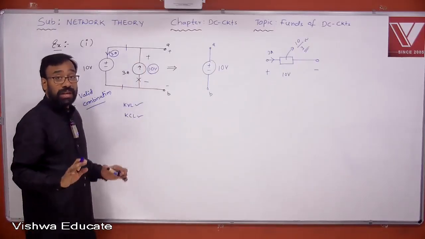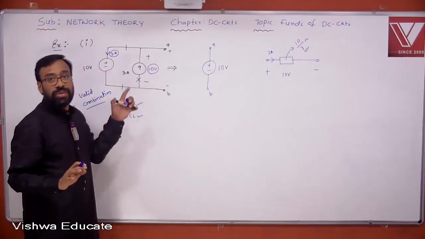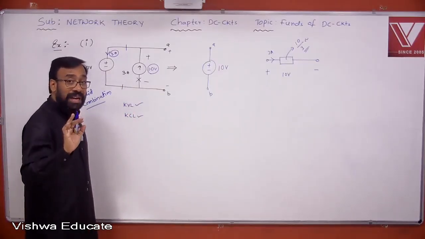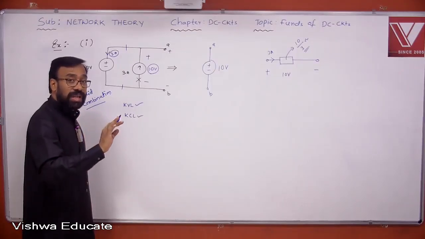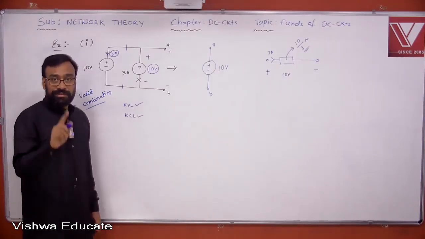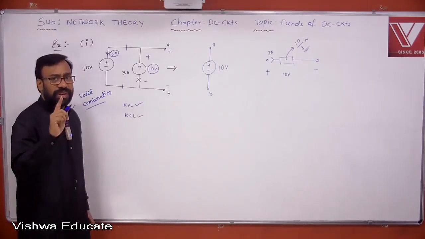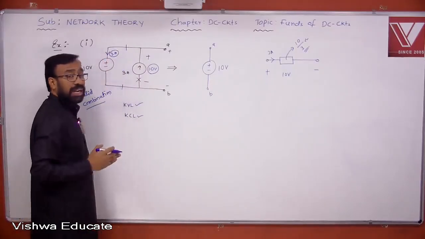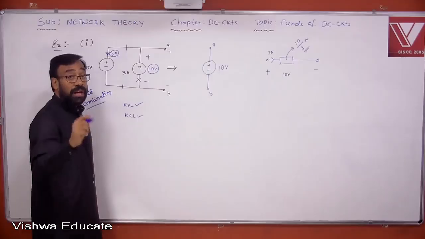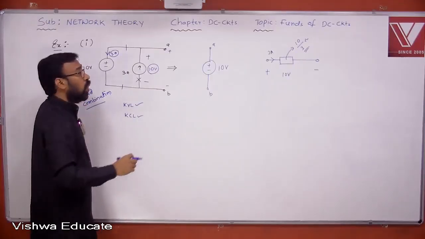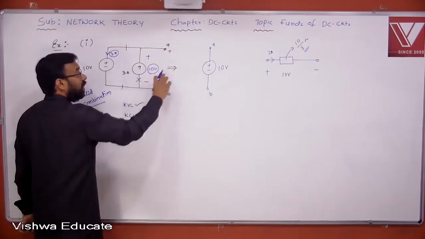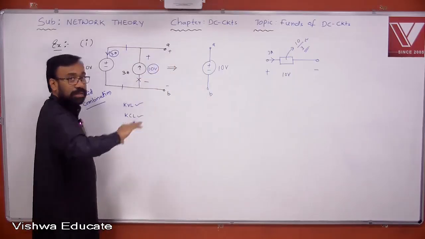So we can conclude that not only a current source, any element parallel to an ideal voltage source can be neglected. You got my point? This is a very, very important concept I'm telling you. Any element parallel to an ideal voltage source can be neglected. But remember, this statement is valid only with respect to load terminals. This can be neglected as far as the load is concerned.